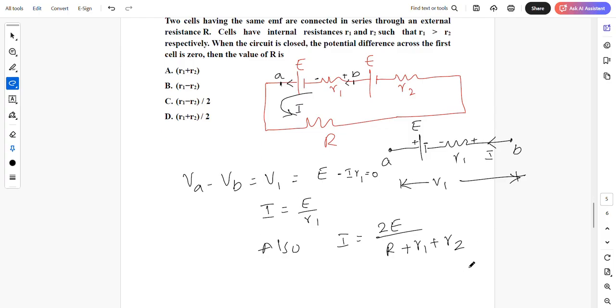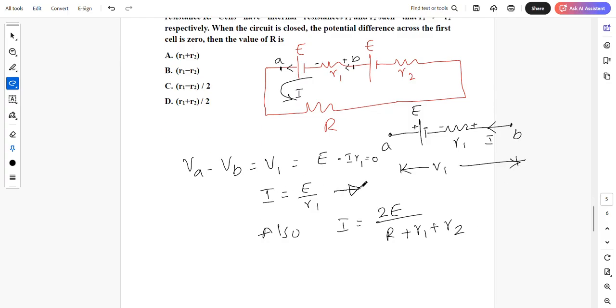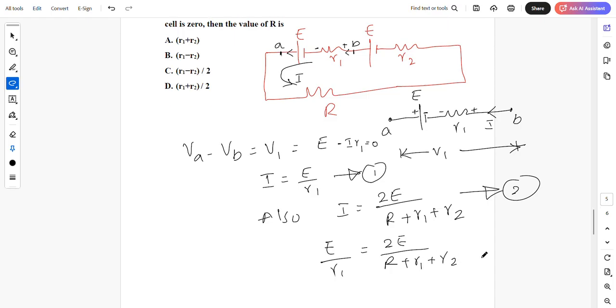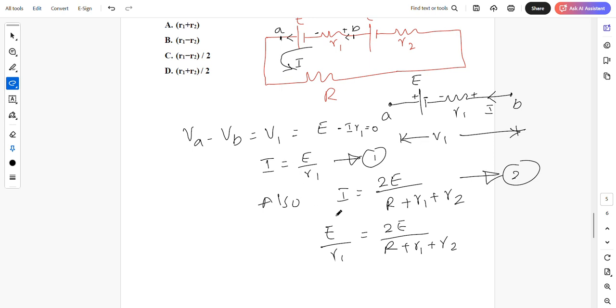Now equating 1 and 2, I can equate this one and this one because both are the same. Equating 1 and 2, what you are going to get? E by R1 is equal to 2E divided by R plus R1 plus R2. Right. Now here I can cancel this E and E. If I cancel E and E, what am I going to get?